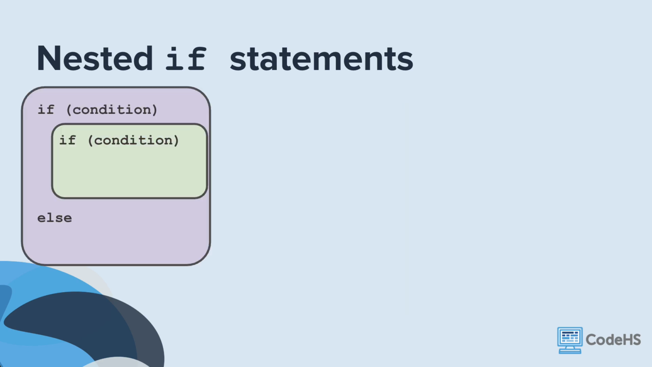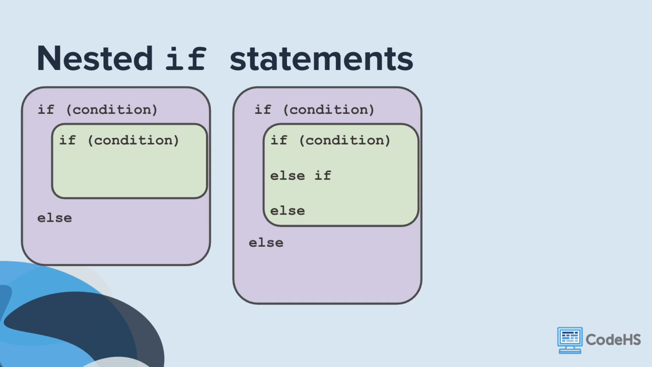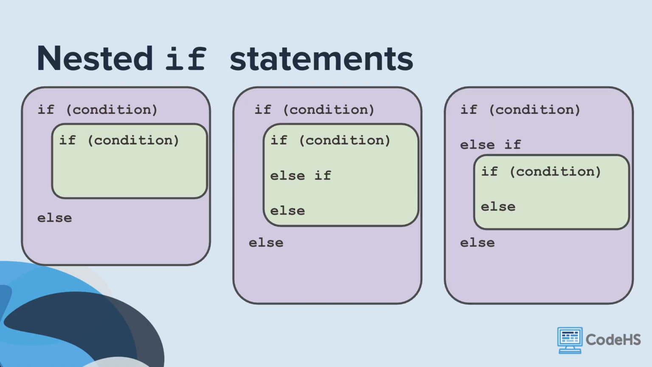And this can be any variety of an if statement, like an if-else-if statement, and can be nested in any branch of another if statement, like this else-if branch. In these cases, all of the inner green if statement blocks are nested within the outer purple if statement blocks.